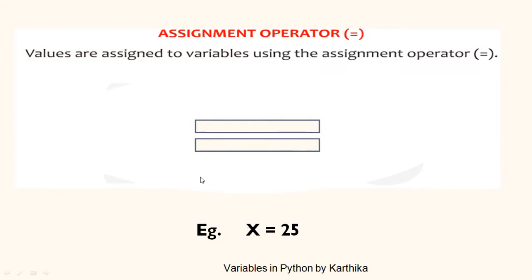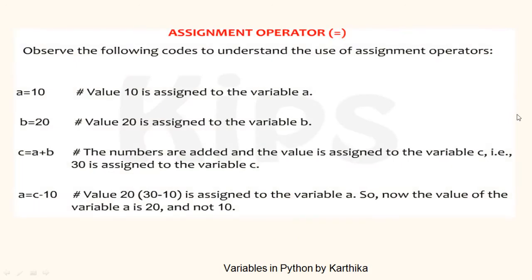The equal to symbol is the assignment operator, which is used to store a value in a variable. Here is an example: x is equal to 25. 25 is a value, and we are assigning this value to the variable x using the assignment operator. Next, we are going to see an example for variables and the assignment operator.